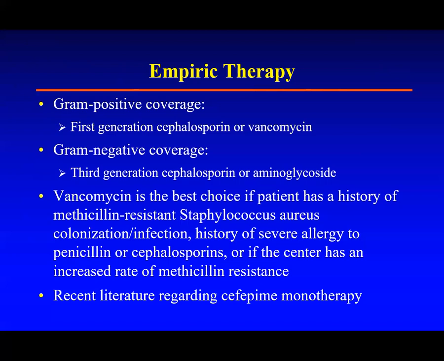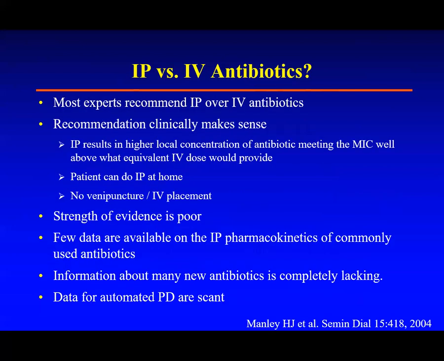Now, if you know that your patient has recently had a methicillin-resistant Staph aureus infection, or if your center has a high prevalence of MRSA, then you might consider the use of vancomycin rather than a first-generation cephalosporin for your gram-positive coverage. I would point out also that there is some relatively recent literature regarding the use of cefepime monotherapy being equally efficacious as the combination of a first-generation and third-generation cephalosporin or vanc and a third-generation cephalosporin.